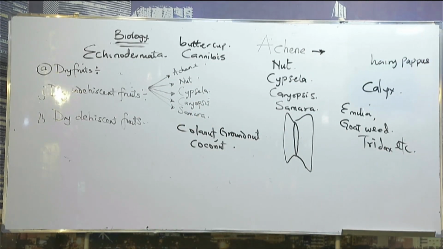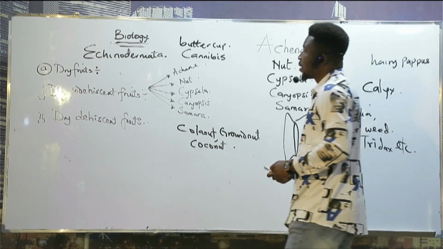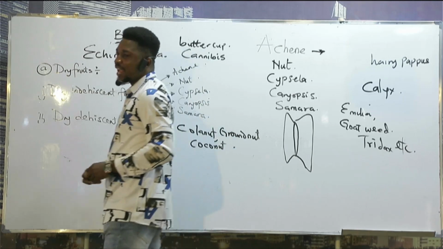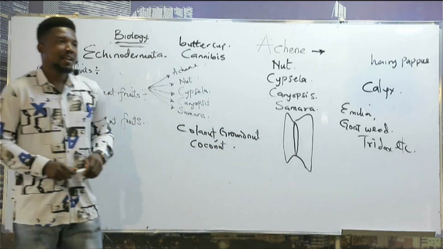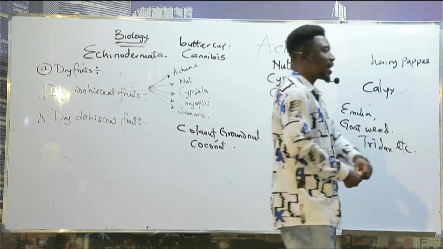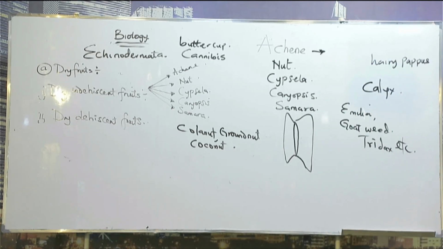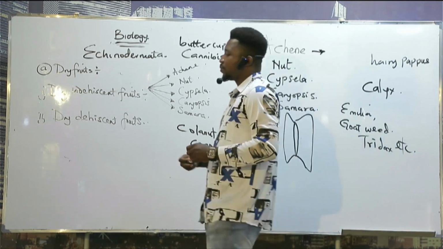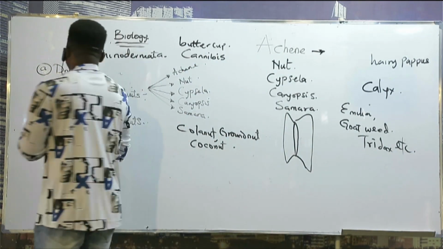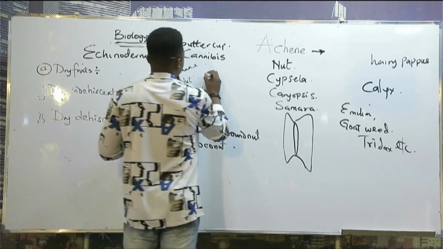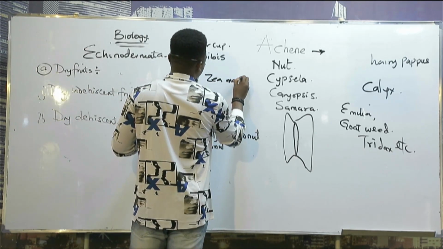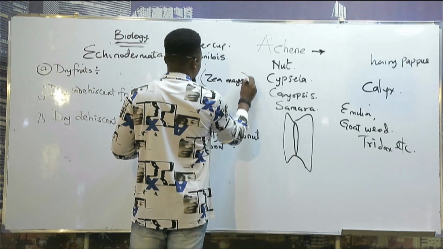In other words, the pericarp and the seed coat cannot be distinguished. Example, rice, Zea mays, maize.